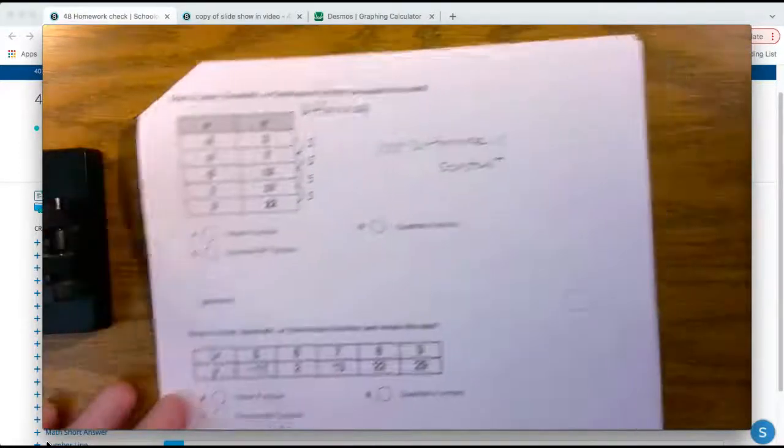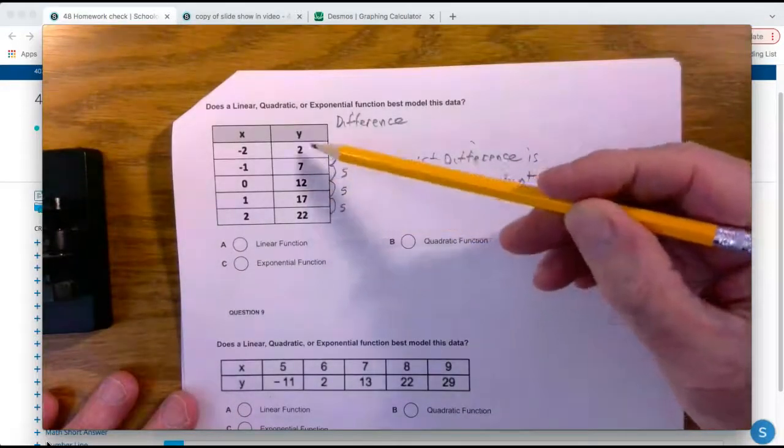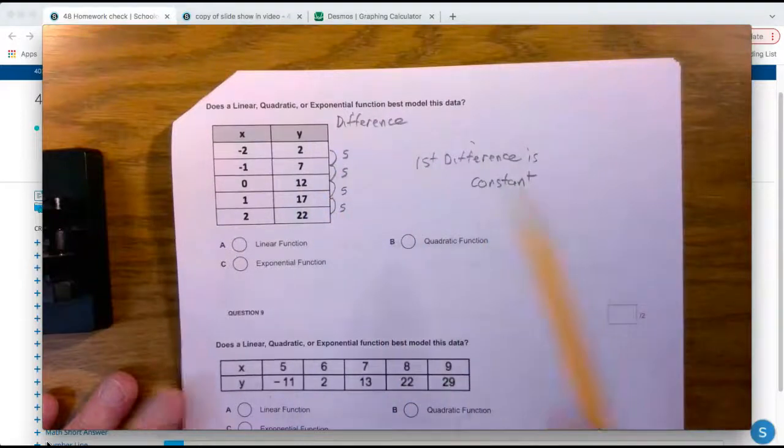All right, guys, number 8. These were all 5 apart. It's linear. The first difference was constant.